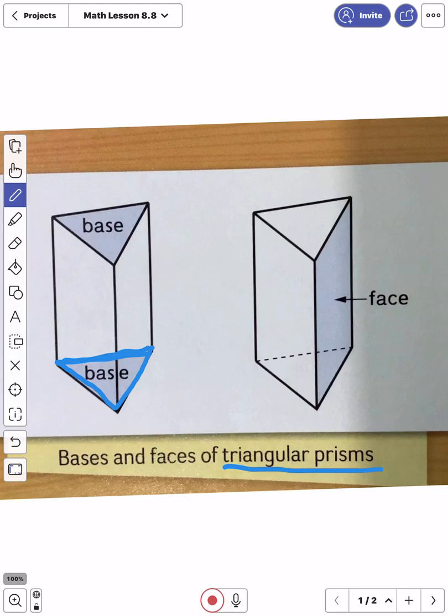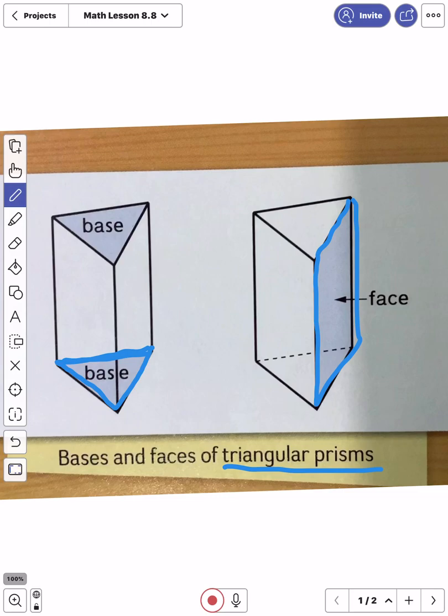You will notice that also there are these sides that we call faces. Faces are the flat sides that are not the bases. The base is what it sits on. So in this case, what is the shape of the face for this triangular prism? It's a rectangle. But since the base is a triangle, we call it a triangular prism.